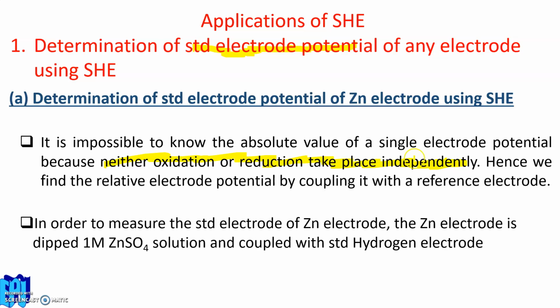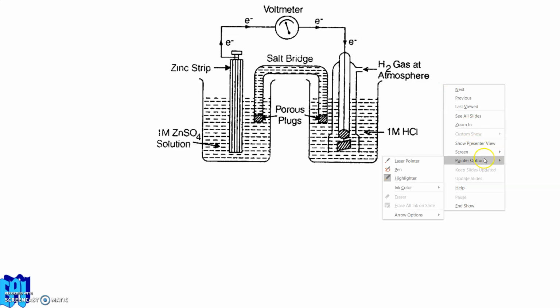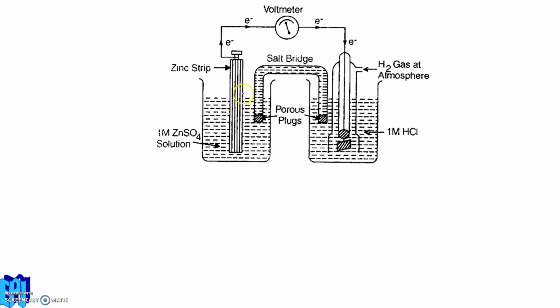Second, in order to measure the standard electrode potential of the zinc electrode, the zinc electrode is dipped in 1 molar zinc sulfate solution and coupled with the SHE. Let us draw the pictorial representation of this arrangement. Here you can see a beaker consisting of 1 molar zinc sulfate solution, and a zinc rod is dipped into it. There is a hydrogen electrode, with a platinum foil coated with platinum black, enclosed in a glassy envelope. It is dipped in a 1 molar HCl solution. To maintain conductivity, a salt bridge is dipped here.